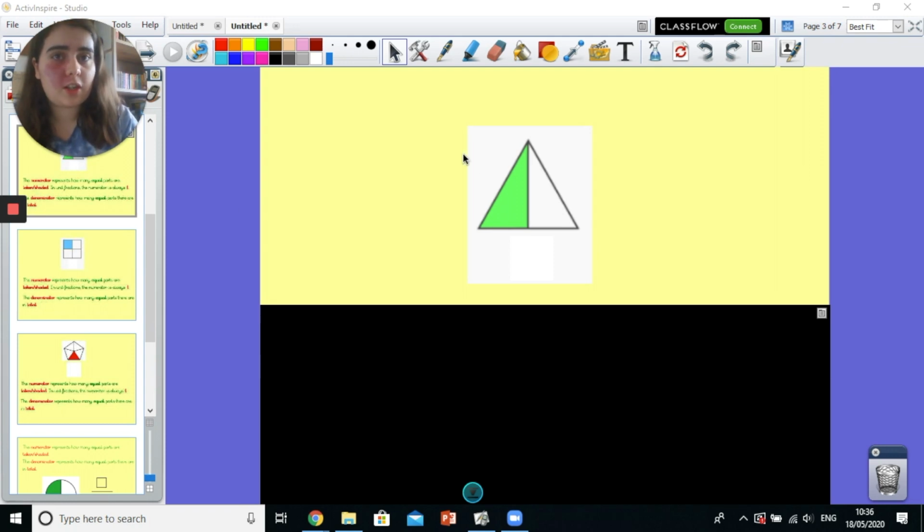So last lesson we had a look at unit fractions. Can you remember what unit fractions are? Have a look at this triangle. What fraction does the shaded part of the triangle represent? It represents 1/2.